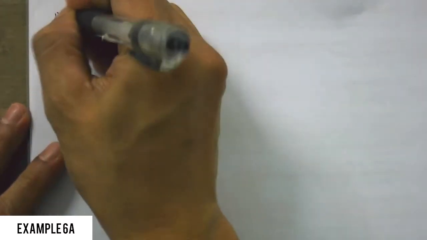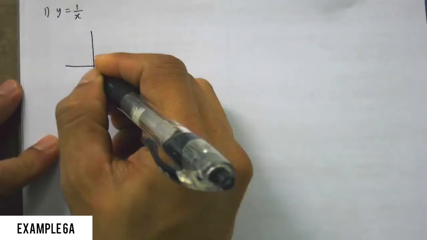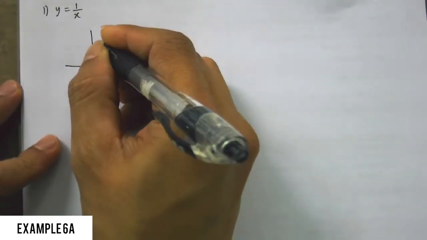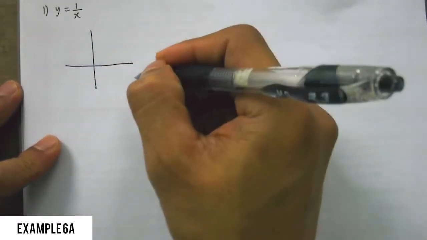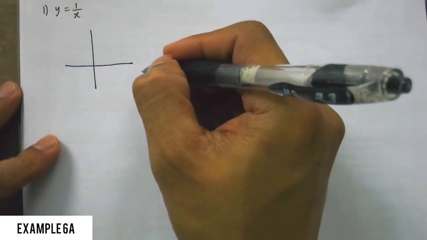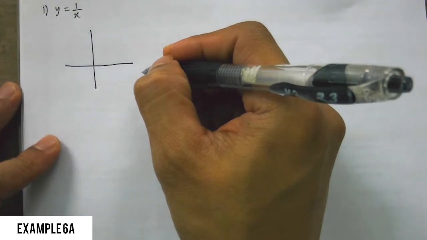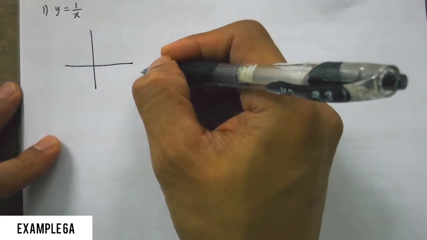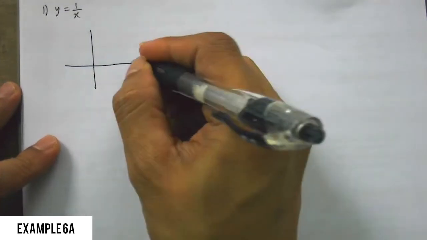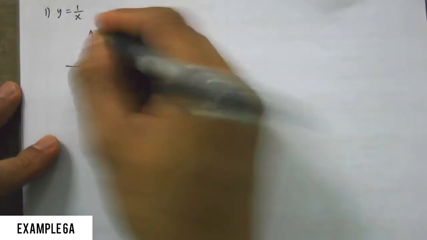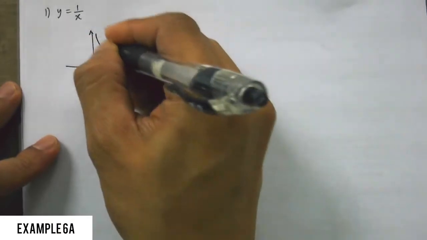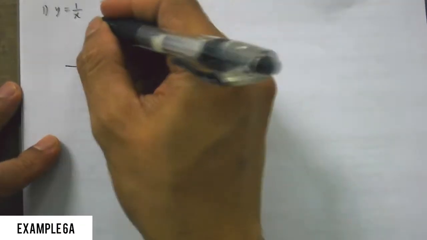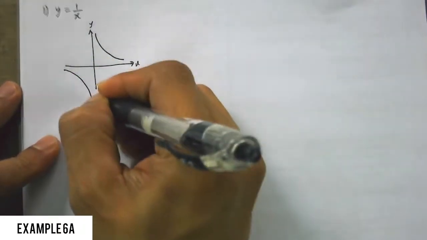Have you seen this before? 1 over x. Now 1 over x is a bit interesting because as your x increases, your y reduces. In your normal maths, you've learned this before. We call it inverse variation. Normal maths, okay, that means when your x increases, your y actually reduces. That's for the positive part. For the negative part, it goes the other way around.